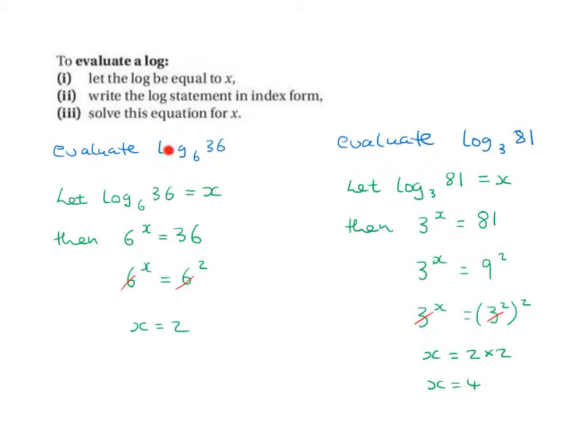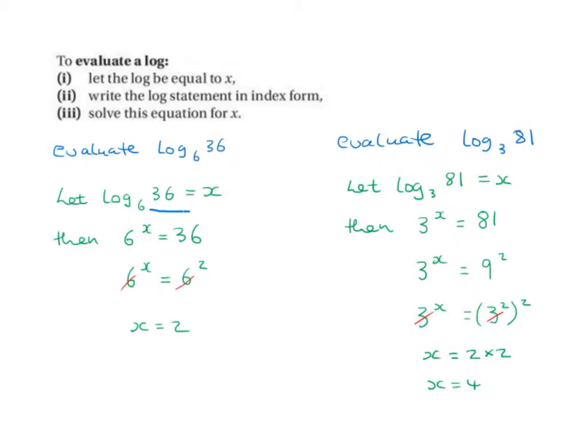We want to evaluate log base 6 of 36. So step 1, let the log be equal to x. Step 2, write the log statement in index form. And we're going to use the scorpion tail method to rewrite log base 6 of 36 equals x in index form. So we're going to start off at the 6, which is the base, and we're going to wrap our scorpion tail around the x, past the equals, and end up at the 36.